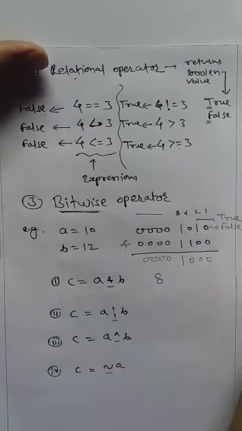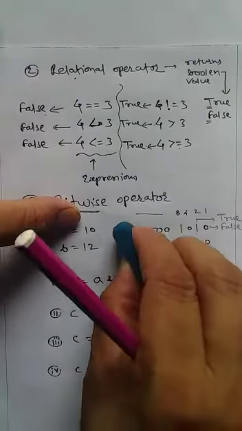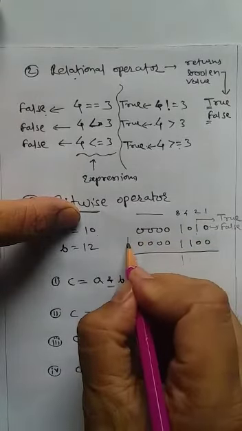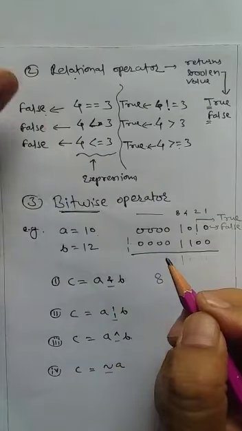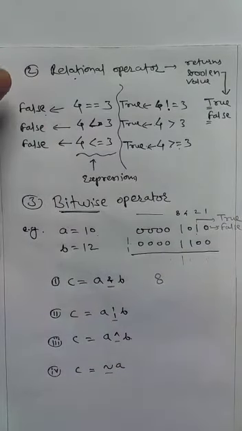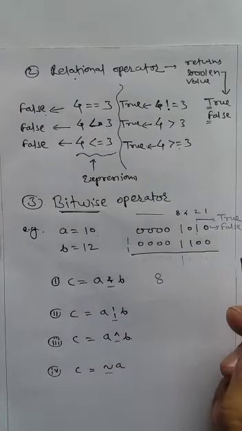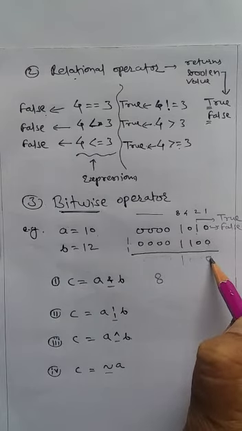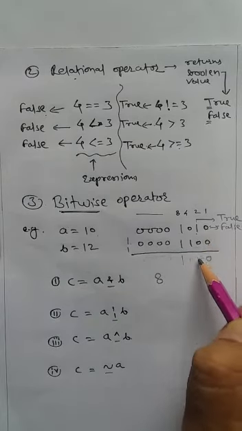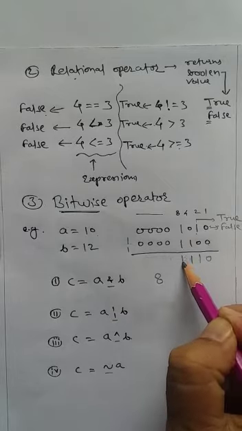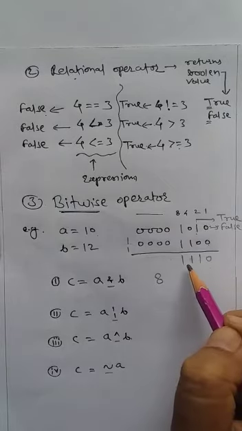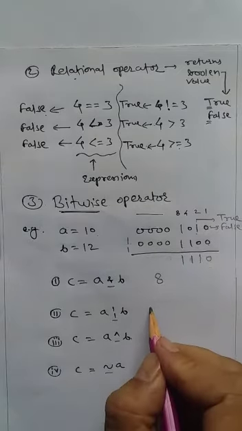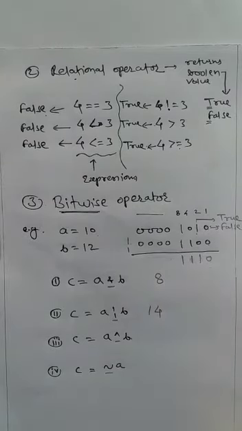Now if the operation is OR, I will perform the OR operation now. When will we get the output as 0 in the OR operation? When both the inputs are false, then only the output is false. So when both are 0 0, then only the output is 0. If any of the elements is 1, then the output is 1. So what are we getting then? This is 8 plus 4 is 12, 12 plus 2 is 14. So for the OR operation the answer will be 14.